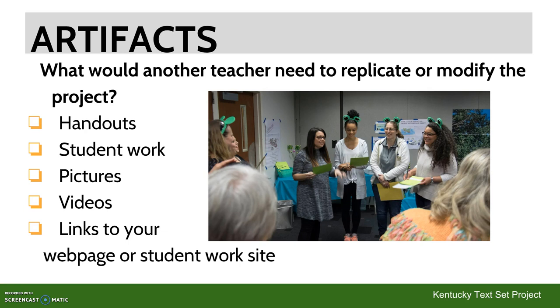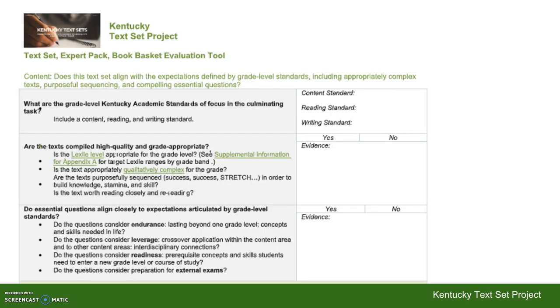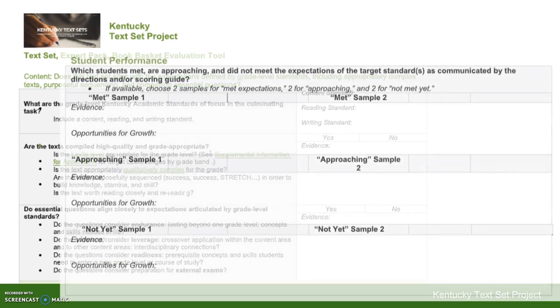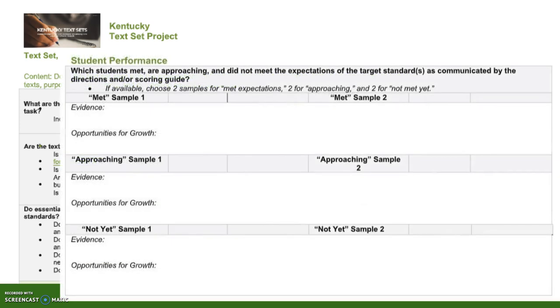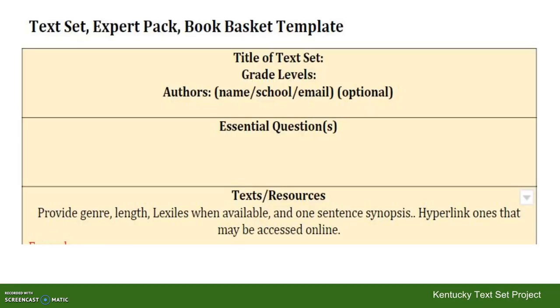The last step in the process is the self-evaluation. I've placed the evaluation form in the Dig Deeper as resource number 5. Use it as a checklist as you're building your text set. The student performance section can be used as you're reviewing student work to formalize your observation and as a basis for revision for the text set process to recur. So that's it. If you can link everything to the text set template, that's all you need to submit.